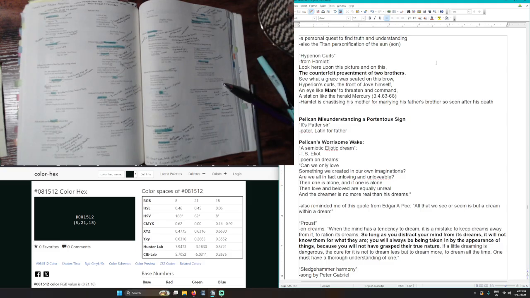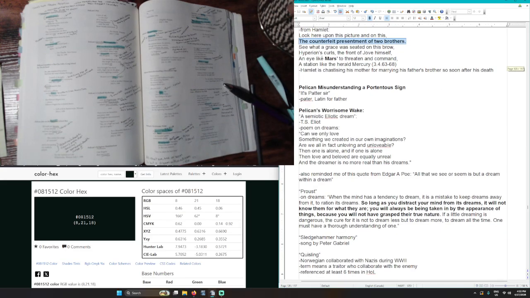So I bolded, obviously, here, the counterfeit presentment of two brothers. Could this possibly be a reference to the Navidson Record being fake, the two brothers being counterfeit? And then Mars is referenced throughout House of Leaves as well.